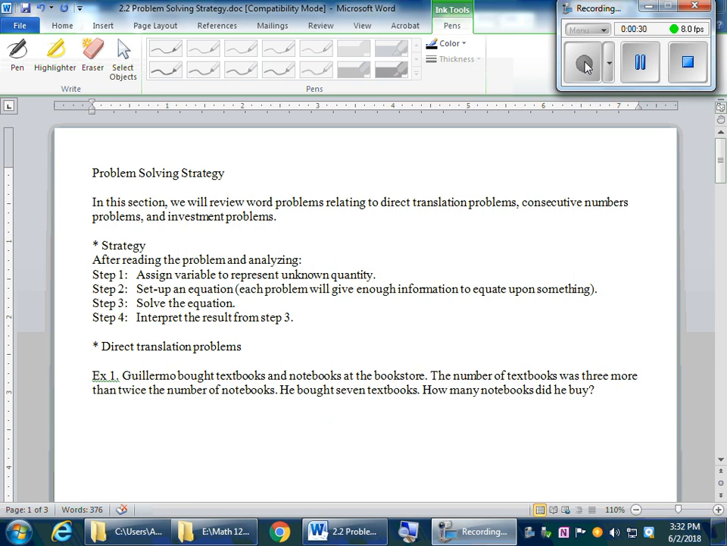Step one will be assigning the variable to the unknown quantities in the problem, which means you need to read the questions carefully and analyze them. After that, step two, you're going to set up the equation, and step three, solve it. Finally, whatever result you got, you need to interpret it for the problem.